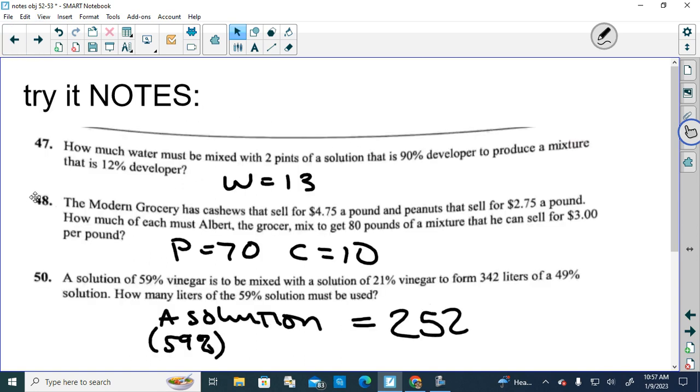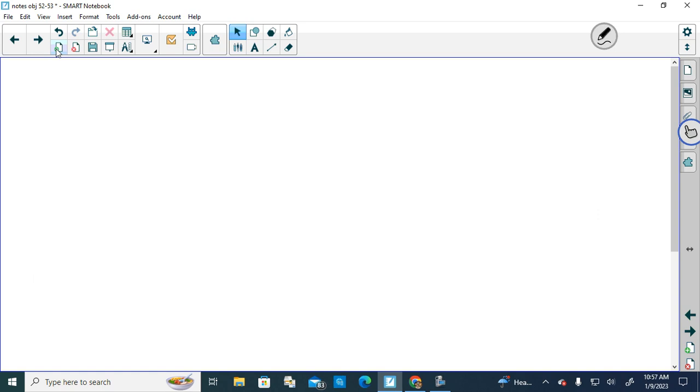So the second one, you had peanuts and cashews. Are we okay with that one? No? Do that one? Yeah? Okay. So we have cashews and peanuts, just like the example that I did. We don't know how much of each. Okay, but we know our total is going to be how much together? 80, right? Ounces.